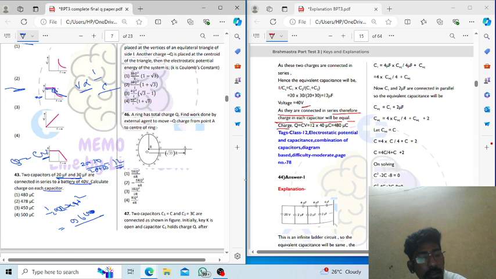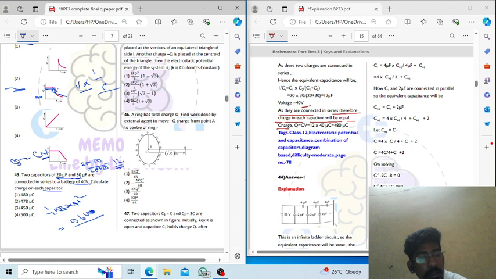So it can be written as this: 4 microfarad here, 2 microfarad, 20 volt, and this is the equivalent. So what is the equivalent? First of all, see this, these and these and these are in series. Therefore their equivalent will become 4 into CEQ divided by 4 plus CEQ.